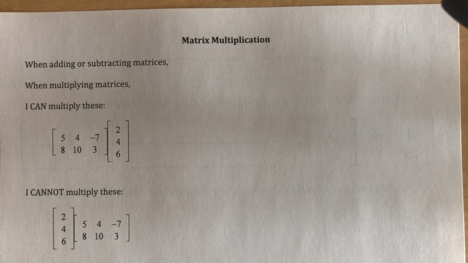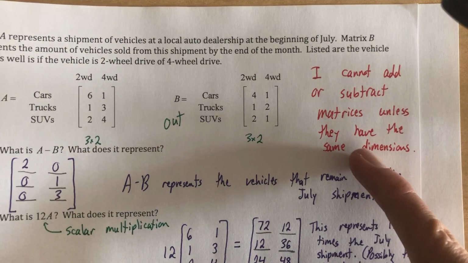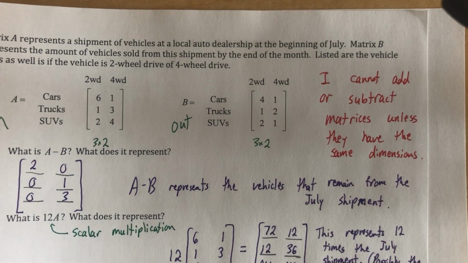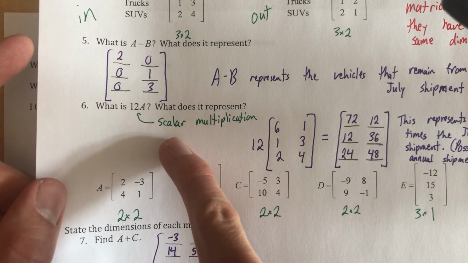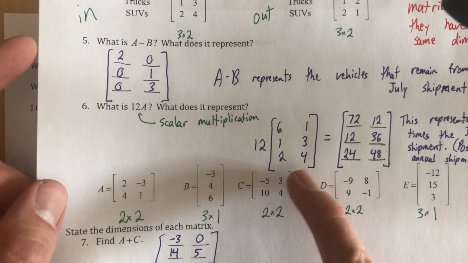Up to this point, we have added and subtracted matrices and multiplied by a scalar. So just very quickly, let's have a super fast review. When I am adding or subtracting matrices, they have to have the same dimensions. And it's pretty straightforward. You're just going to add straight across or subtract straight across. Sometimes you can multiply by a scalar, which means you're basically going to multiply, in this case, everything by 12. It's like you're distributing the 12.